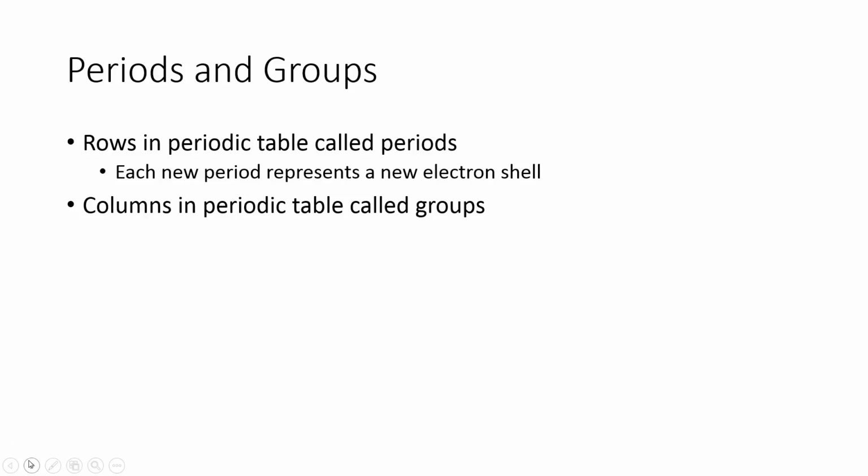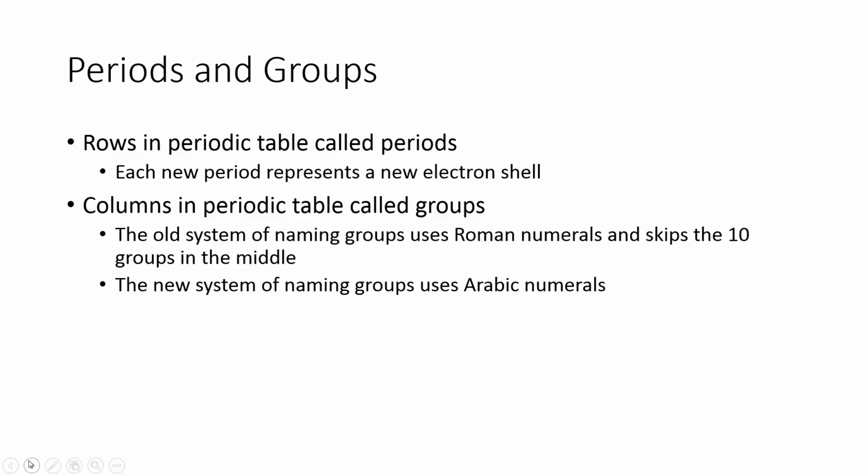Columns in the periodic table are called groups. And that's really what we're going to talk about for the most part, for the rest of this video anyway. There are 2 systems of naming the groups. The old system uses Roman numerals and skips the 10 groups in the middle. The new system of naming groups uses Arabic numerals. If you go to page, I think it's 175 of your diary, you'll find a periodic table written there, and it will use the new system of naming groups.